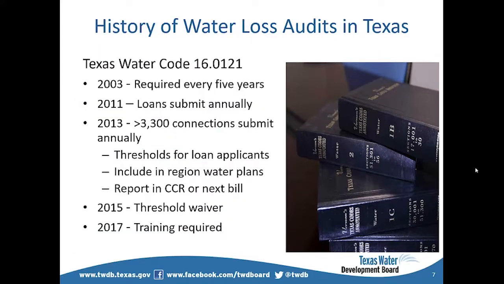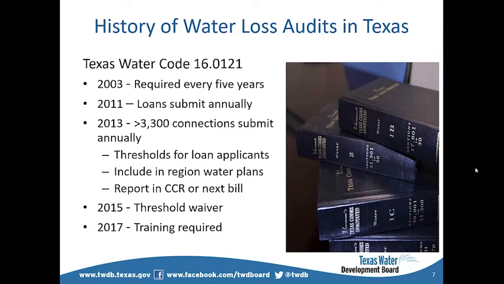So to provide a little background on the history of water loss audits in Texas, there's the Texas Water Code where you can find this information, but I've broken it out into the years that these different phases of the water loss audit rules took place, which all began in 2003 with the legislature requiring that all retail public utilities submit a water loss audit to the Texas Water Development Board once every 5 years.